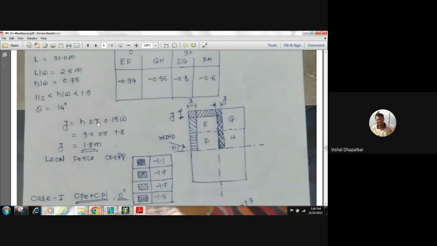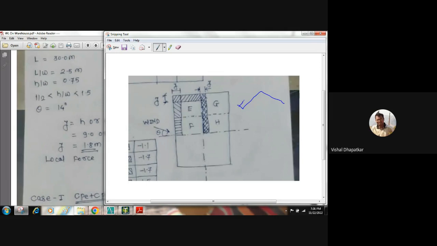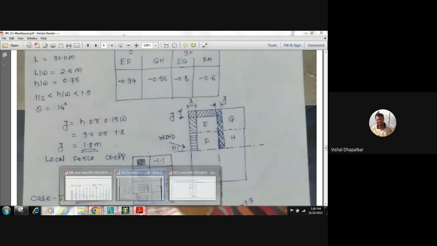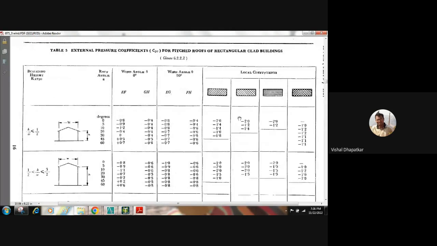So this y will be at 1.8 meter distance from the end. This 1.8 meter portion will have a local force coefficient, and the remaining portion will have a normal force coefficient. Again, at the ridge level, we have this local force coefficient. From this end, a 1.8 meter width will have the local force coefficient, and beyond that, again the normal force coefficient. The code has given the values for the local force coefficient based on this diagram.